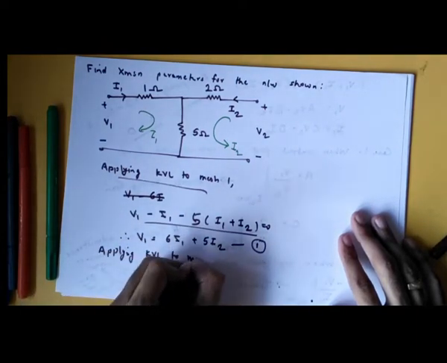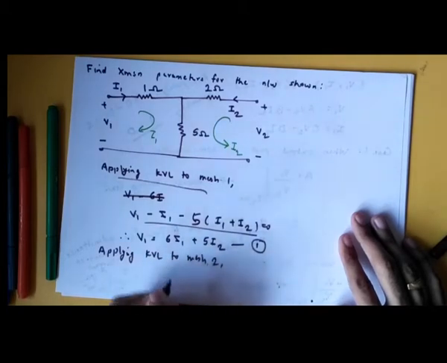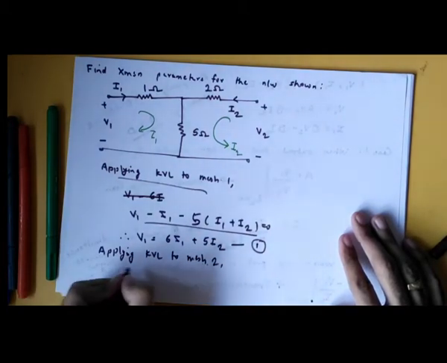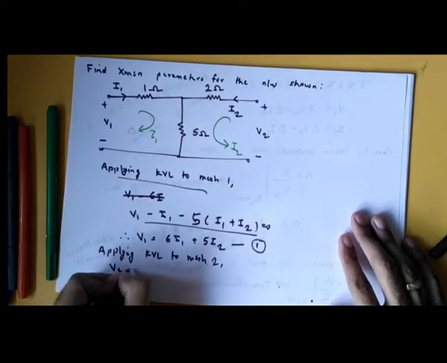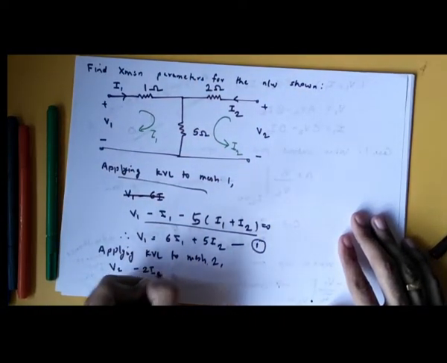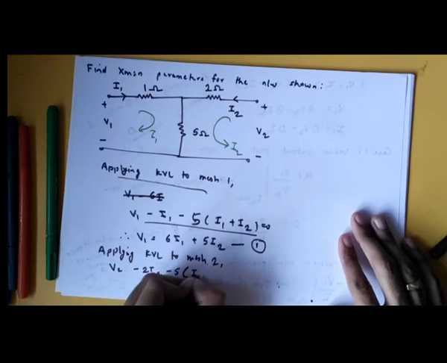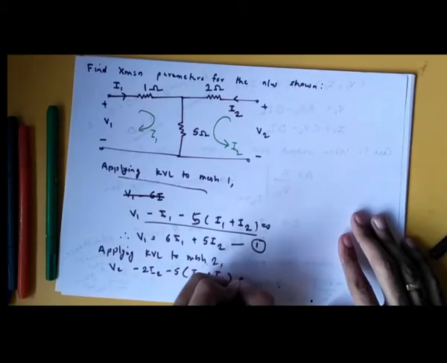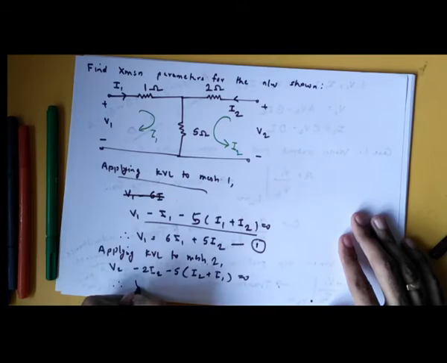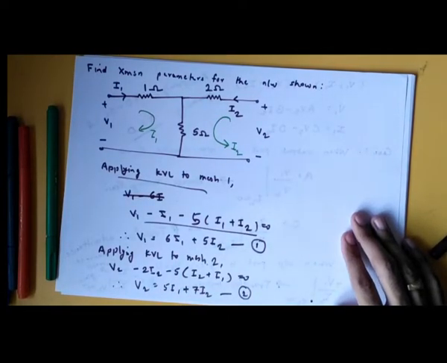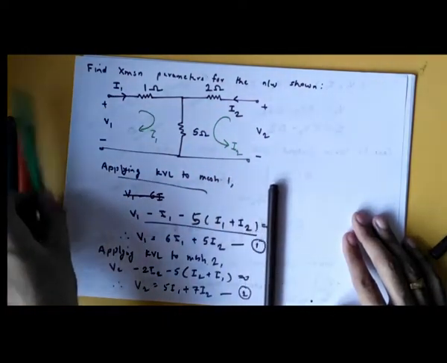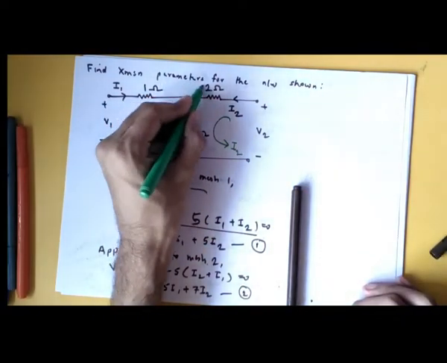Then applying KVL to mesh 2, what will it be? So I am going around like this. V2 minus 2I2, again minus 5 times I2 plus I1 equal to 0. Therefore V2 equal to 5I1 plus 7I2. So this is equation number 2, right? Now what is the question? You need to think.